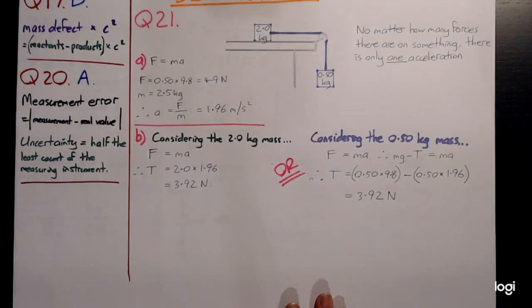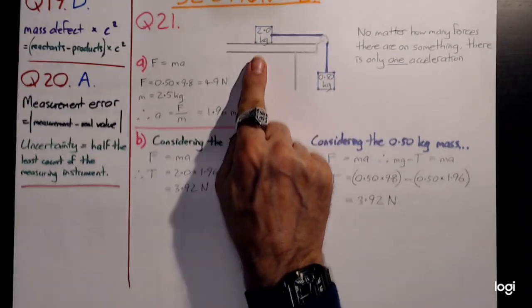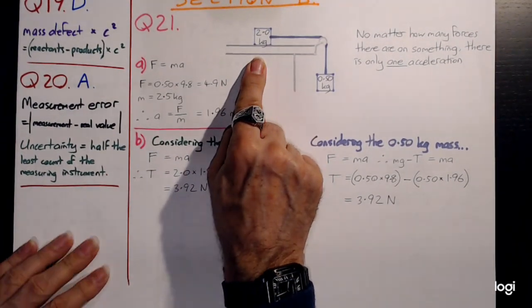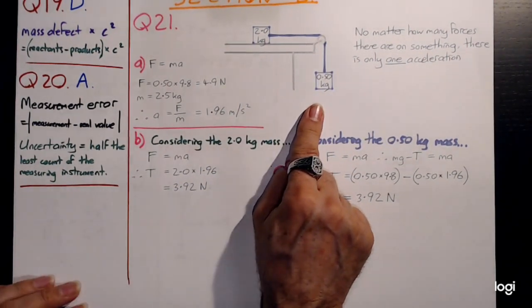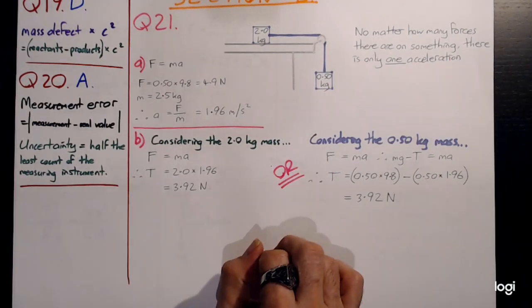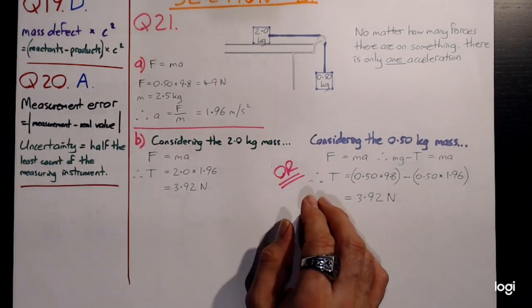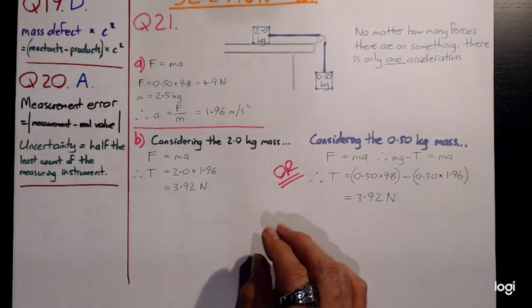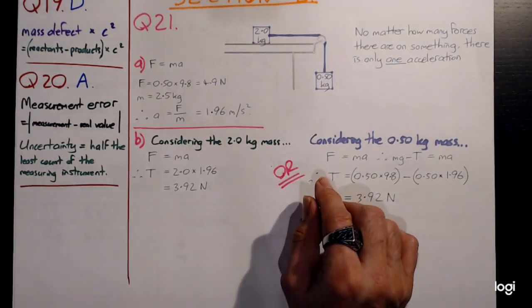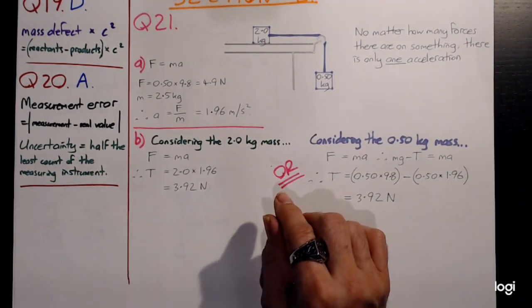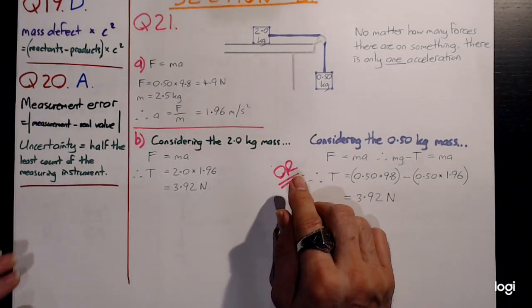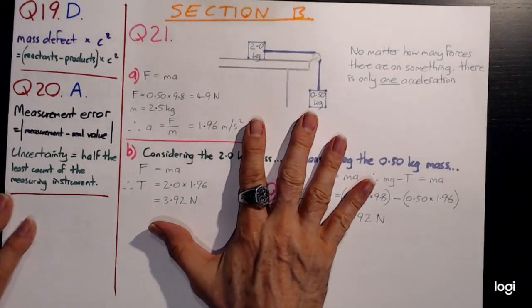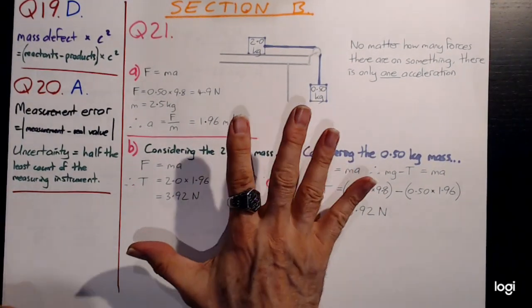Question says a 2 kilogram block is on a table and connected to a hanging 0.5 kilogram block via a string and a pulley, as shown in the figure. The system of blocks is released and it moves. Ignore friction between the table surface and the 2 kilo block. All right, part A, show that the magnitude of the acceleration of the 2 kilo block is 1.96 meters per second squared.